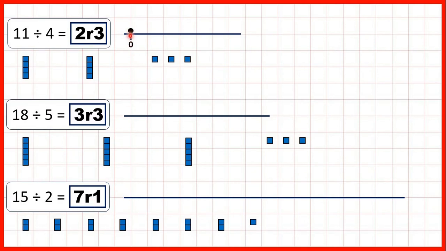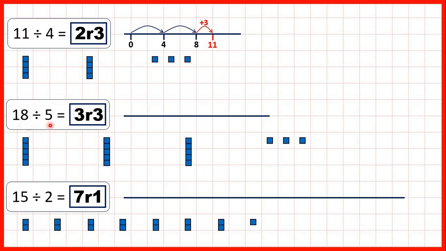We can also show remainders on a number line. So because we're dividing by 4, we can count up in 4s, 4, then 8, and then the next multiple of 4 is 12. But that's too many because we were only dividing 11. So we need to stop at 2 jumps of 4, and then from 8 we need another 3, not another 3 jumps of 4, but just another 3 to get to 11. And that's why our answer is 2 remainder 3, because we can make 2 jumps of 4, but then we need 3 more to get to our dividend.